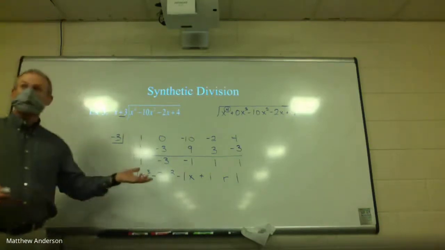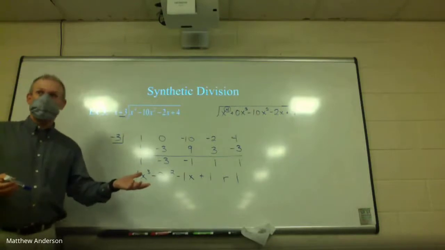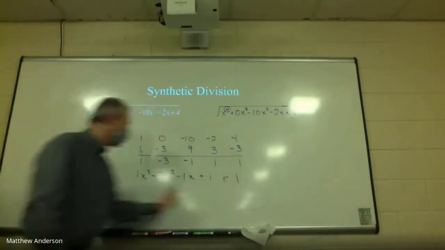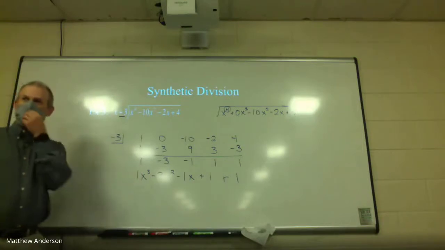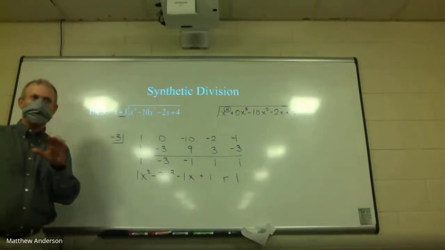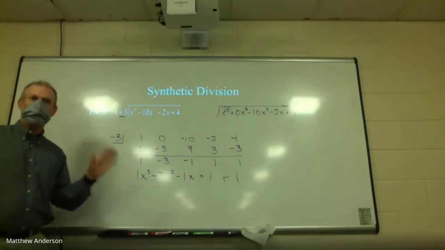Okay, so this is our answer. Does that make sense? Our remainder is the very last number, and then all of these are the coefficients for the x terms. Okay? And again, I know this is the first time you've seen it, but are there any questions right now before we do some more?